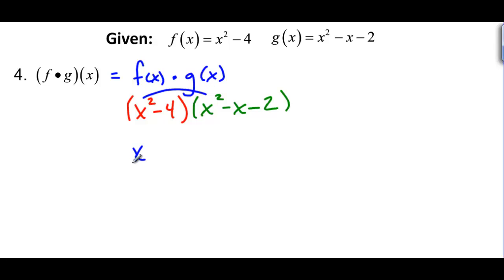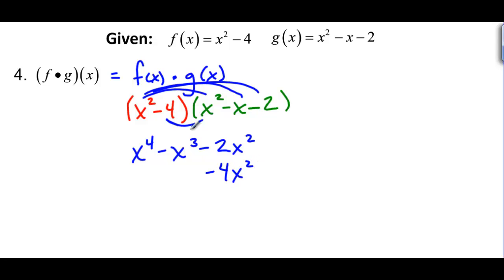I'm going to get x to the 4th minus x cubed minus 2x squared. Okay, once I've distributed the first term, now I go to the second term. Okay, this is going to give me a negative 4x squared. I like to write it underneath my like term to make it a little bit easier. This is going to give me a positive 4x, and this is going to give me a positive 8.